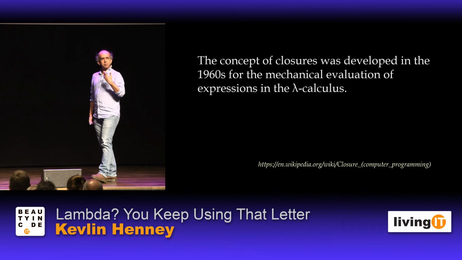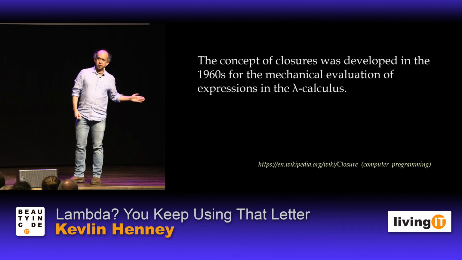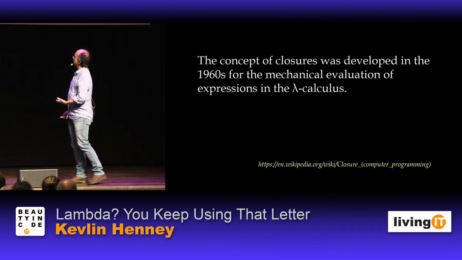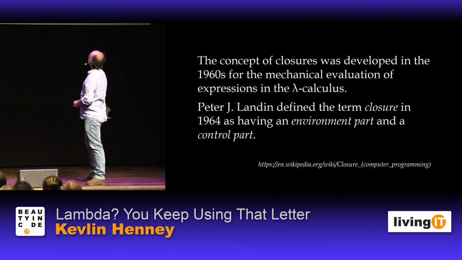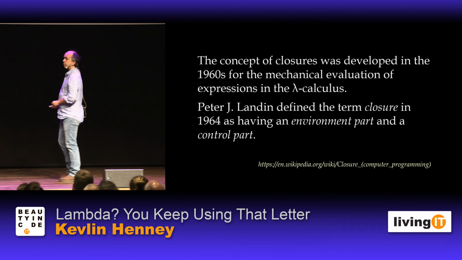And it turns out that there are a number of challenges that a mathematician can easily brush aside in a paper. It's just like, yeah, but how does this run? What about the rules of scope? What does this mean when you pass this around? Peter Landin defined the term closure in 1964 as having an environment part and a control part.